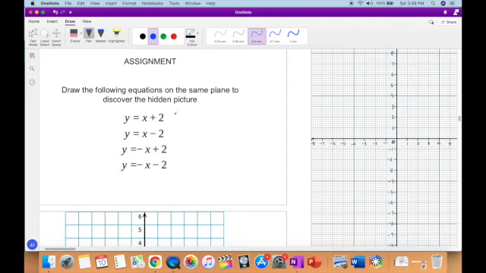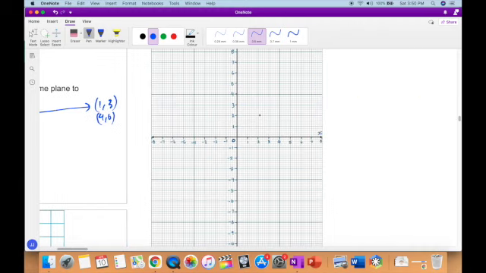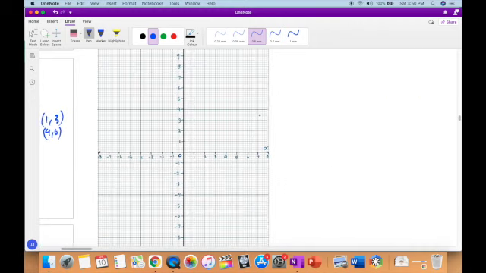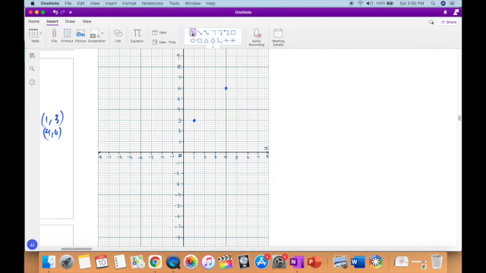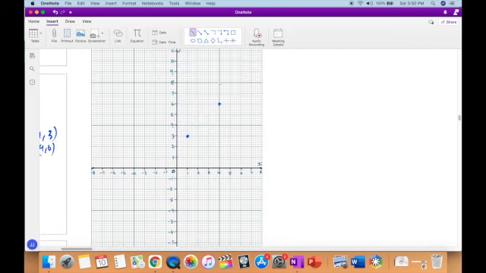So for this line here, when x is 1, y is going to be 1 plus 2, which is 3, right? And then when x is, let me just say 4, y is going to be 6. So I have my 2 points there, 1, 3 and 4, 6. So let me plug them in. 1, 3, 4, 6. So let me see if I could draw in that line. I'll use blue for that one.